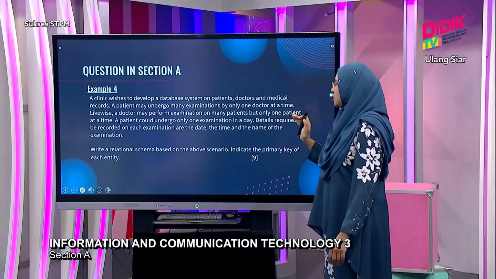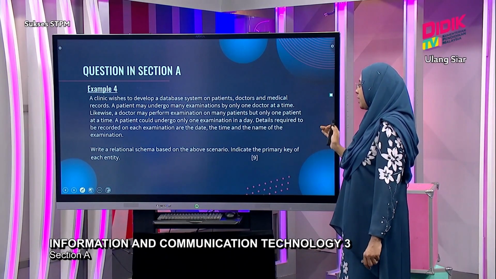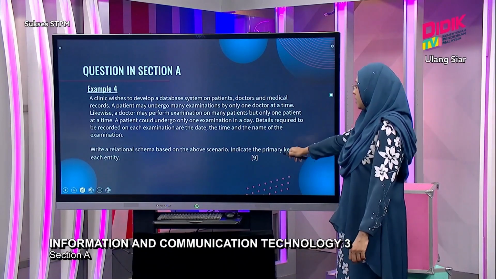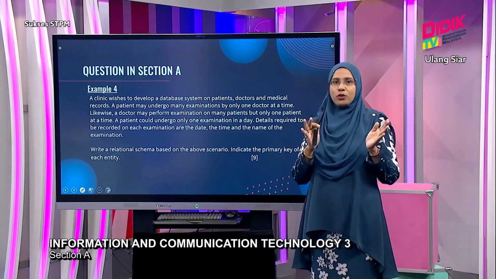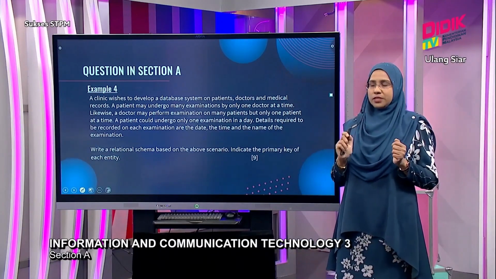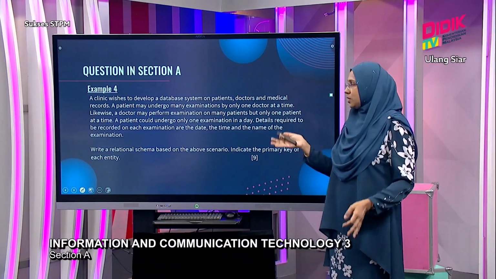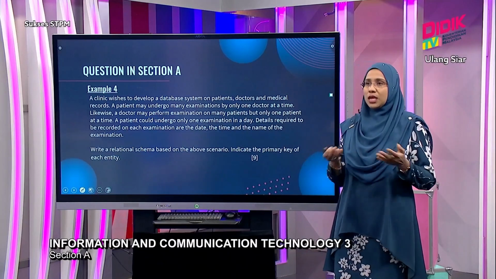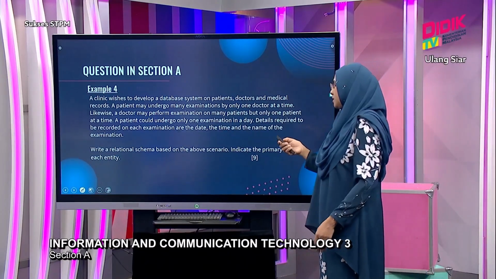Okay, write a relational schema based on above scenario, indicate the primary key of each entity. Okay, marks given 9. A lot. Okay, so before you write, you look at the question first. Sometimes same scenario, different question. So now the question asking for relational schema. So if you do not know what is relational schema, then you cannot answer this.